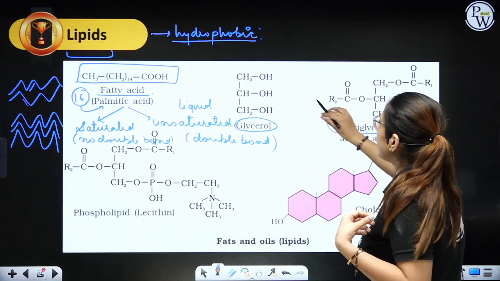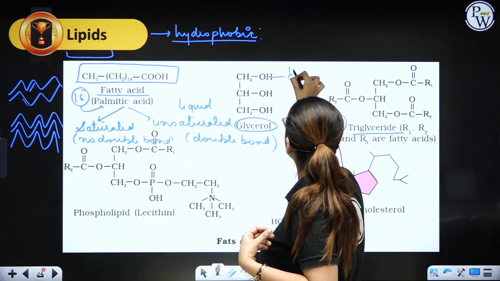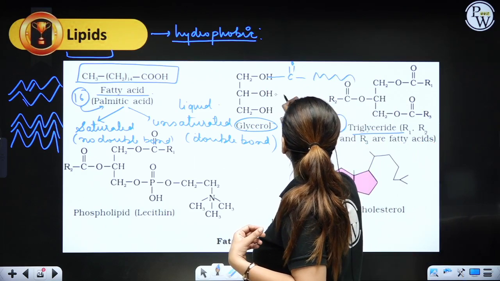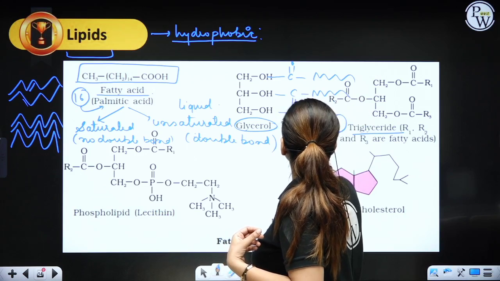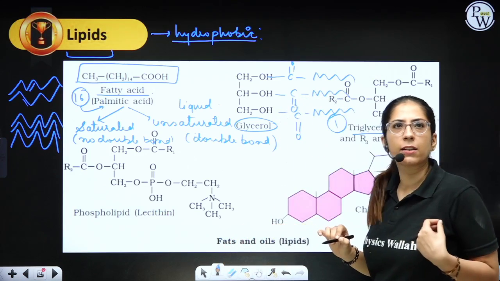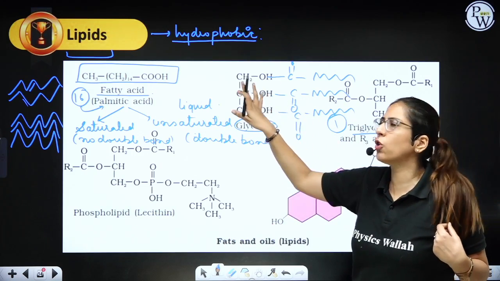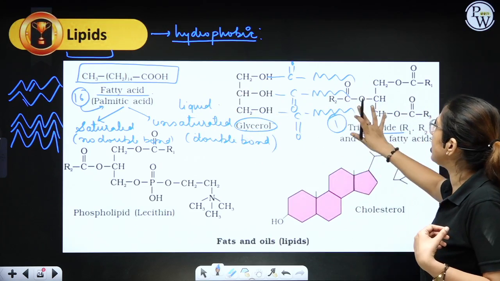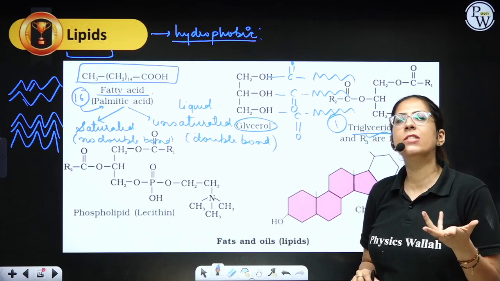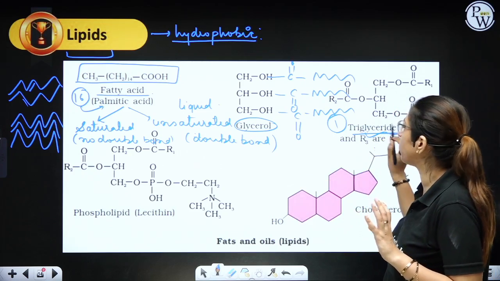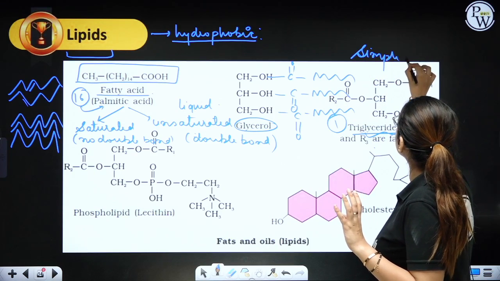See, this is our glycerol, and if this particular glycerol is attached further to different fatty acyl chains like this, clear? So this will be termed a triglyceride. The basic unit is glycerol and the fatty acid, and if they are present like this, they will be termed a triglyceride. Three fatty acyl chains are present on the glycerol. So this is the simplest form, the triglyceride. This is also termed a simple fat.